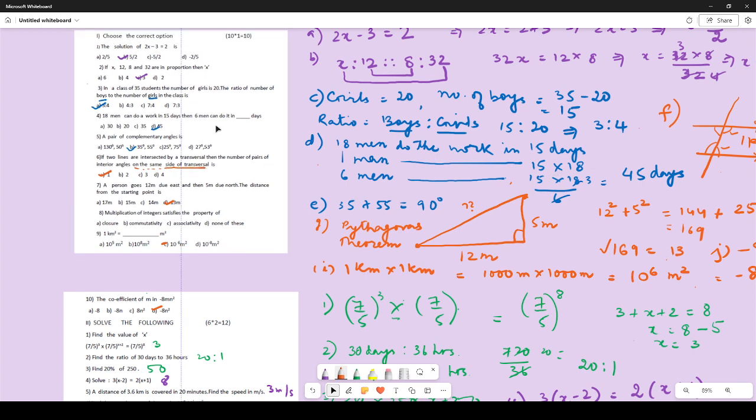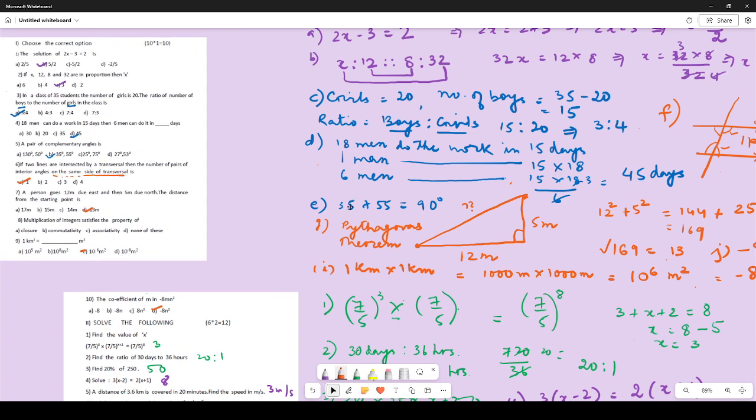Let me do it over here. So it is men and days. So 18 men do it in 15 days. And 6 men will do in how many days? You remember the X arrow always points downward. Now if this number of men is reducing, it is decreasing, will the number of days increase or decrease? It will increase. That means it is an inverse variation.